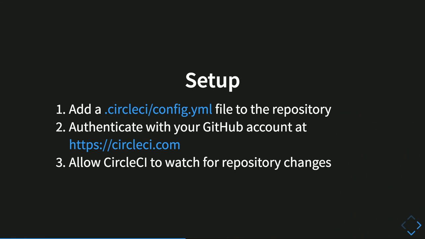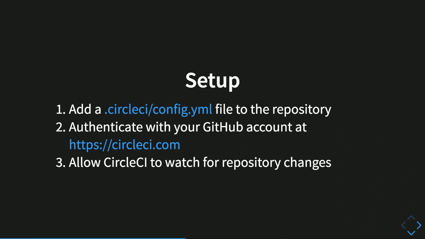We usually start by adding an existing Circle configuration to a repository, because we have ones for Drupal, which are meant to work with Drupal. But you could also go straight to number two: authenticate your GitHub account, allow it to watch the repository, and then it will give you a template. It'll probably say, oh, this is a PHP project, go ahead and use this template. That will work well for most PHP projects that aren't Drupal or WordPress, because Drupal and WordPress are not most PHP projects.